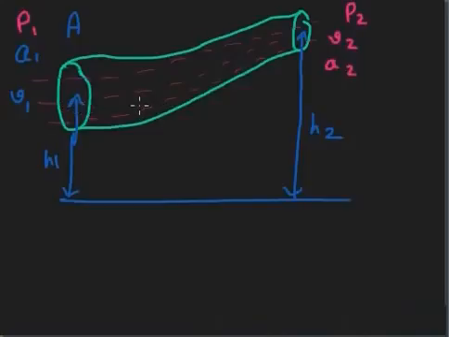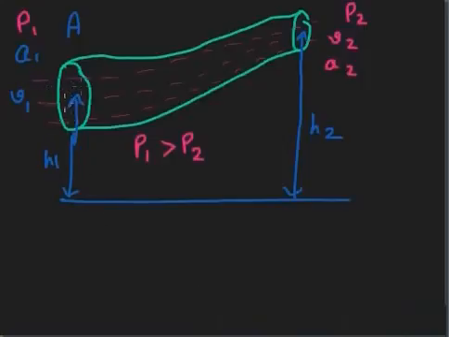Now since the water is going to flow from the lower level to the higher level, the pressure at this point has to be more than this. It means P1 will be greater than P2. When the water flows from the lower level to the higher level, some work has to be done. So first of all, we are going to relate the expression for the work done.